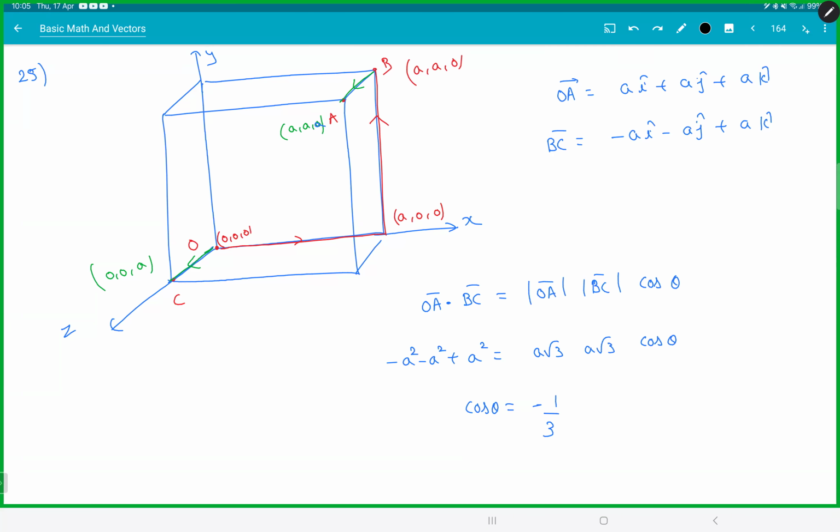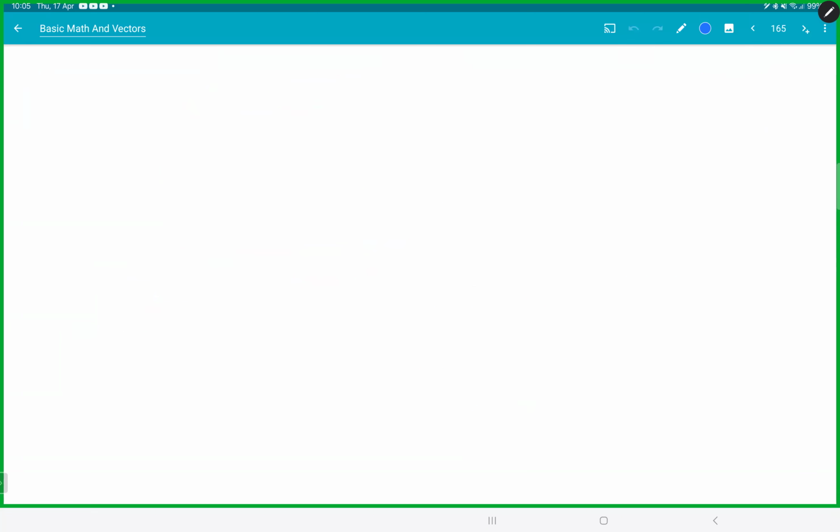Clear with this, everyone? Any doubts on this? tan arctan root 2, you can convert this. Remember last class when we did a question?